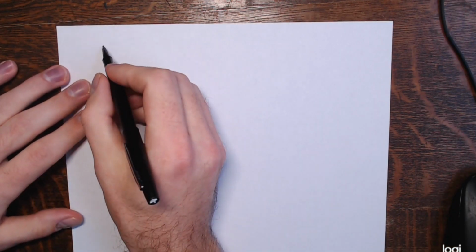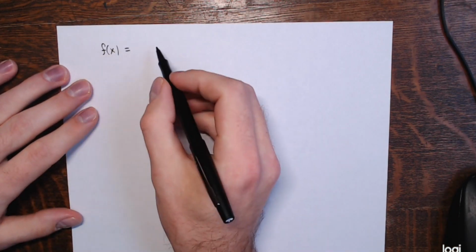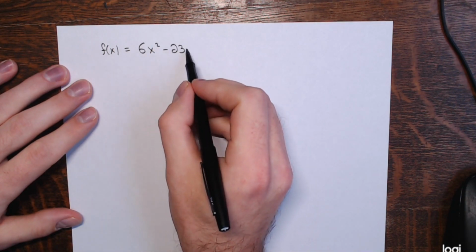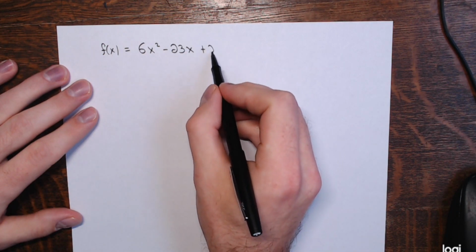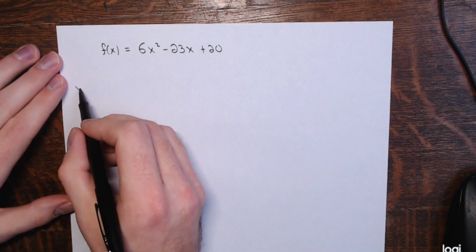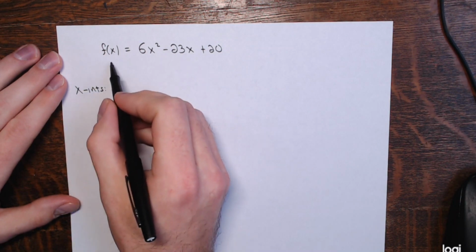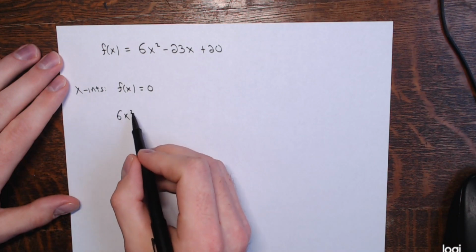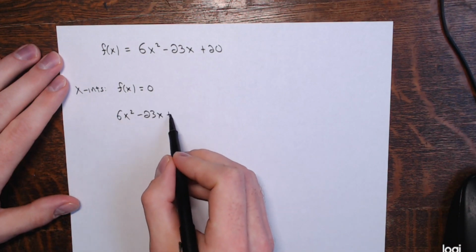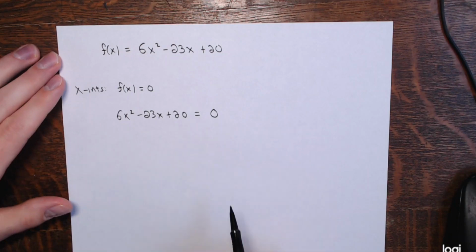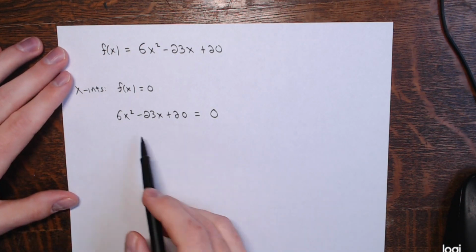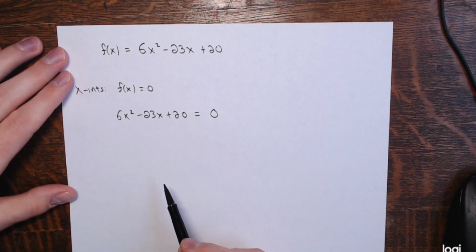So we have f of x equals 6x squared minus 23x plus 20, and then find the x-intercepts. So just set f of x, the output, to be 0. So we have 6x squared minus 23x plus 20. When is this equal to 0? Okay. So we can use the quadratic formula. It's already set up in that way: ax squared plus bx plus c equals 0.